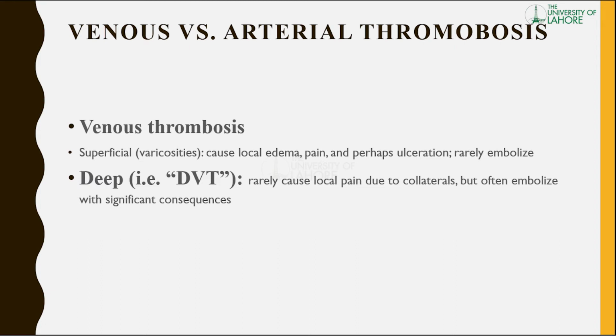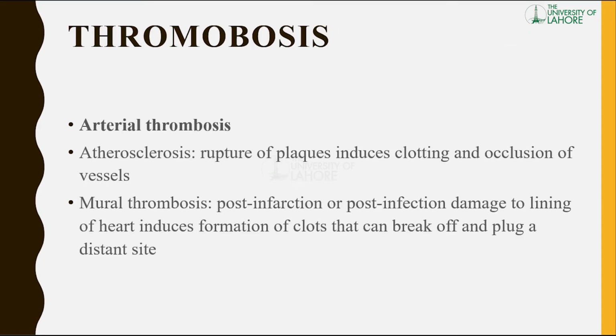Superficial venous thrombus causes local edema, pain, perhaps ulceration, and rarely embolizes. Deep venous thrombus rarely causes local pain due to the collaterals but often embolizes with significant consequences. In arterial thrombosis, there are atherosclerosis and mural thrombosis. In atherosclerosis, the rupture of the plaque induces clotting and occlusion of the vessel. In mural thrombosis, post-infarction or post-infection damage to the lining of the heart induces the formation of a clot that can break off and plug a distant site.